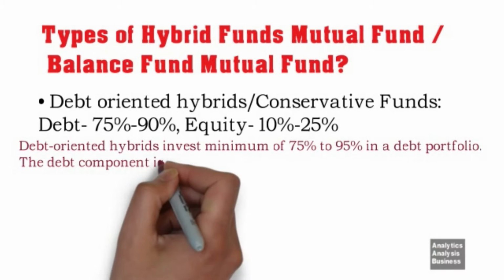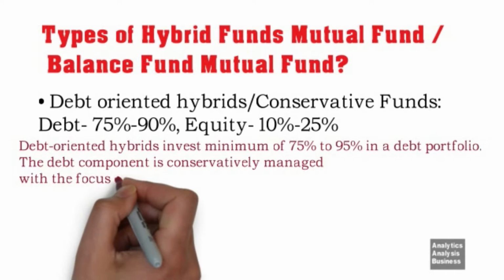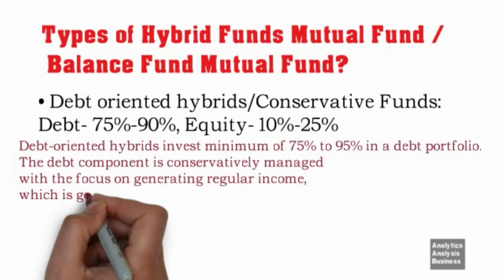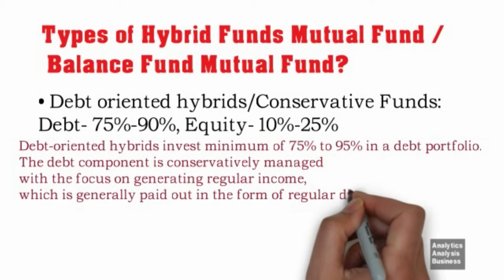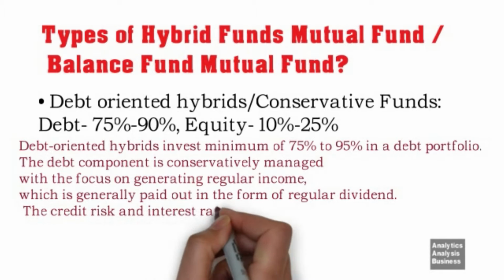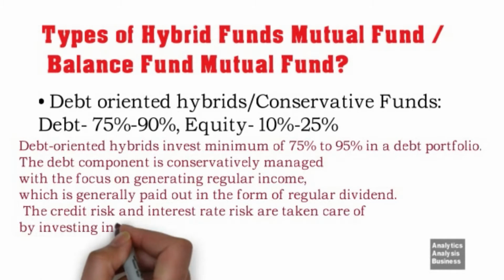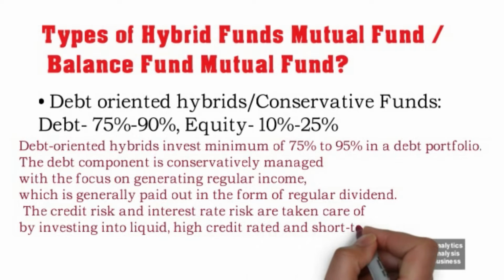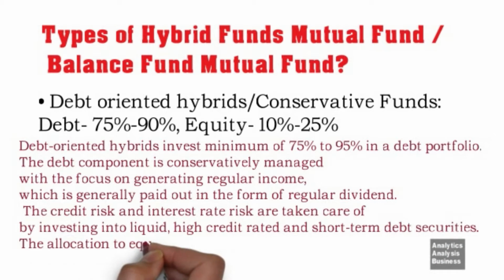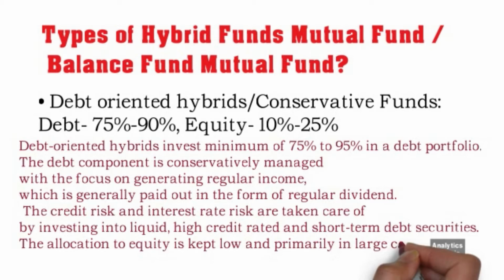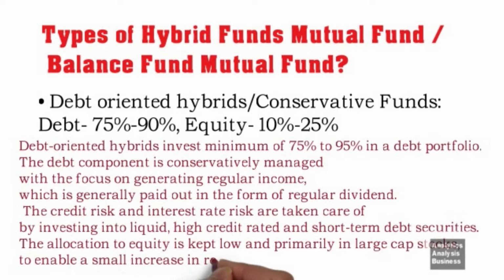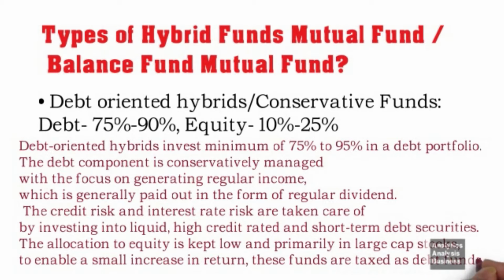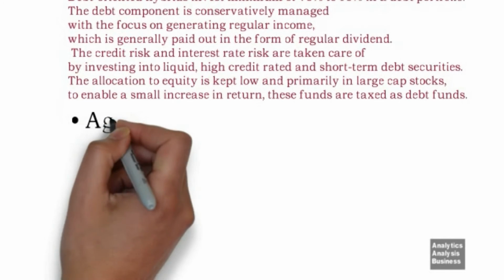The debt component is conservatively managed with a focus on generating regular income, which is generally paid out in the form of regular dividends. The credit risk and interest rate risk are taken care of by investing in liquid, high credit rating, and short-term debt securities. The allocation to equity is kept low and primarily in large-cap stocks to enable a small increase in return. These funds are taxed like debt funds.